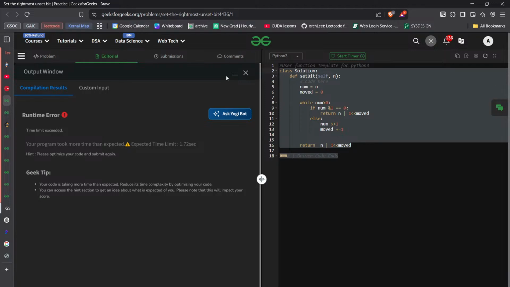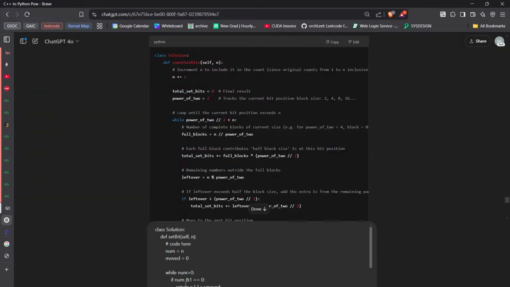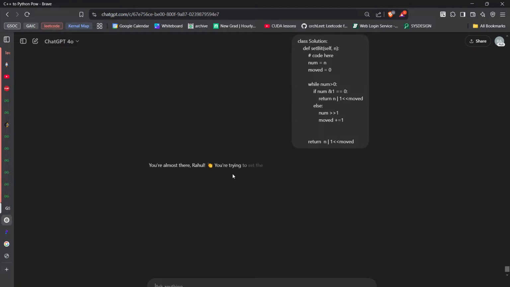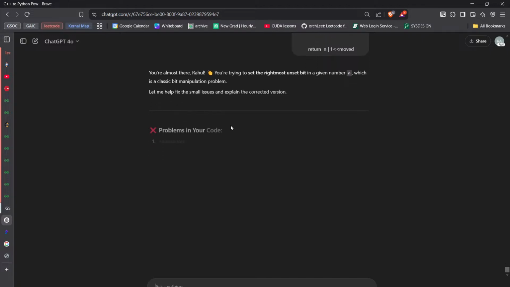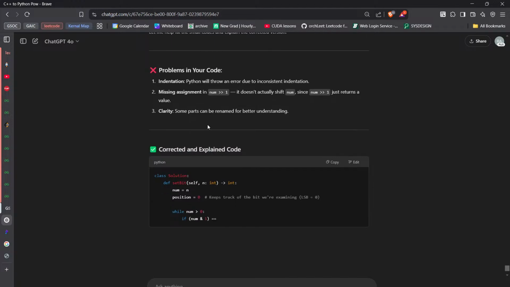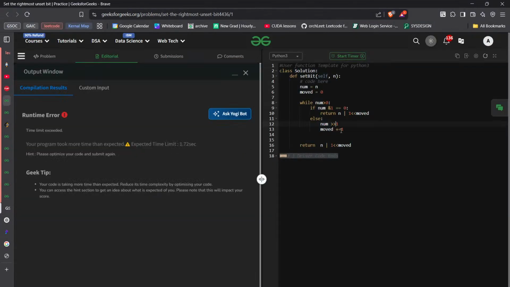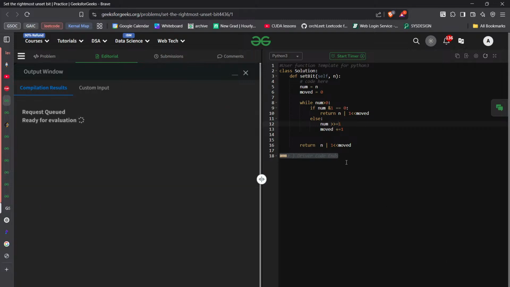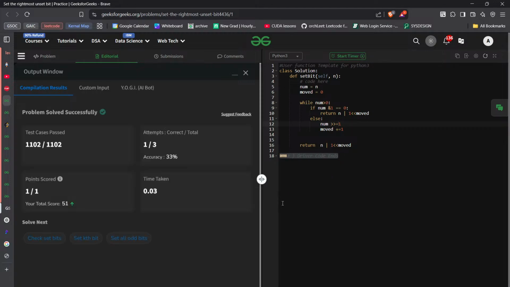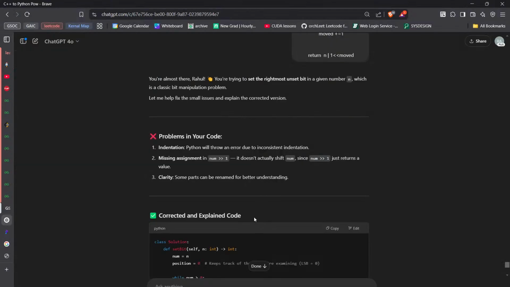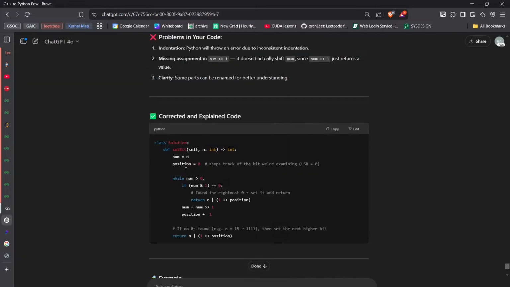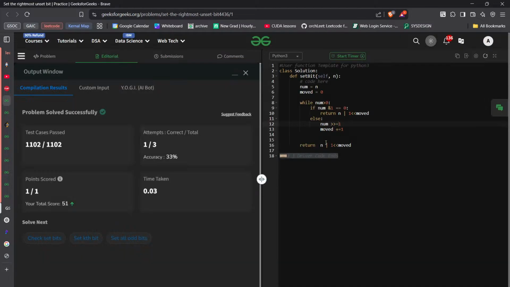Let's give my solution to ChatGPT. You're almost there. Trying to set the rightmost unset bit of n, which is a classic bit manipulation problem. Indentation. Python will throw an error due to inconsistent indentation. Missing alignment. If in number it doesn't actually shift num, since num just returns a value. Oh my god. Let's go. What have they given? num, move 0 position 0 while num is greater than 0. If num and 1 is equal to 0, return n or 1 shifted by position; num moves to the right, position plus 1.